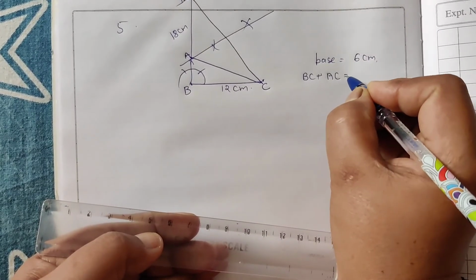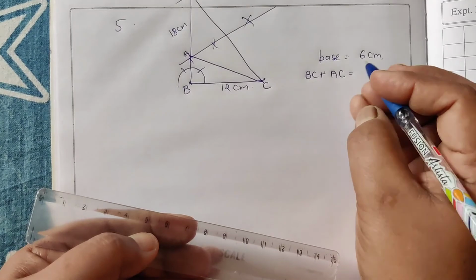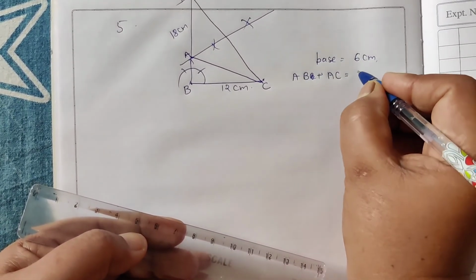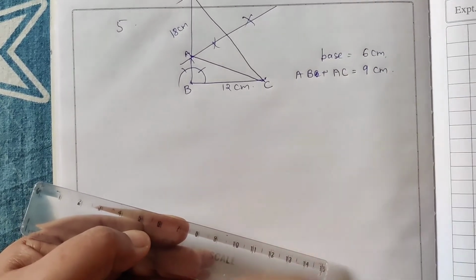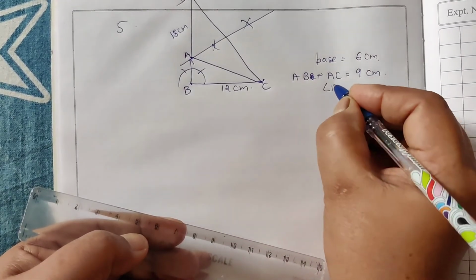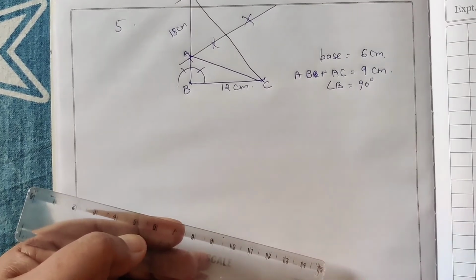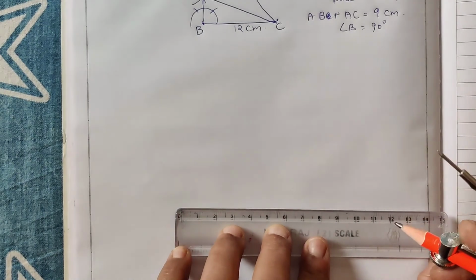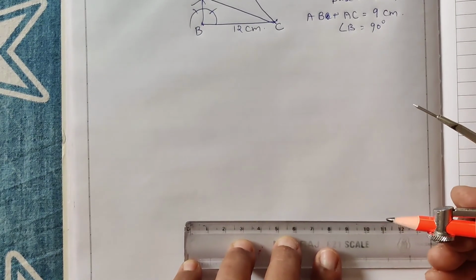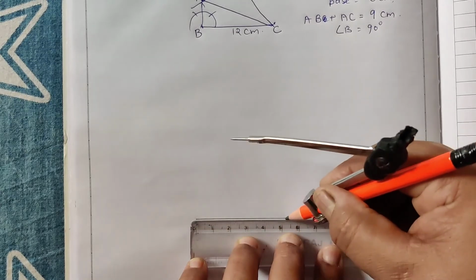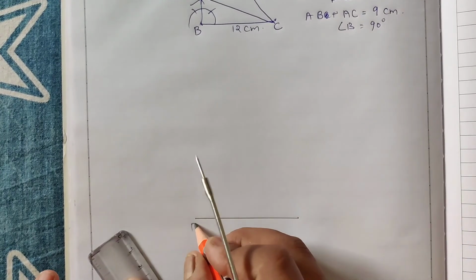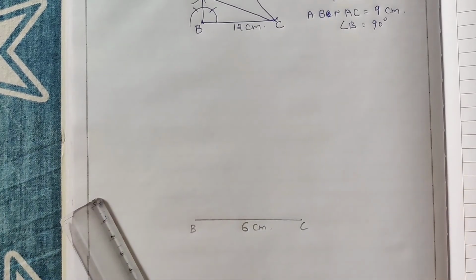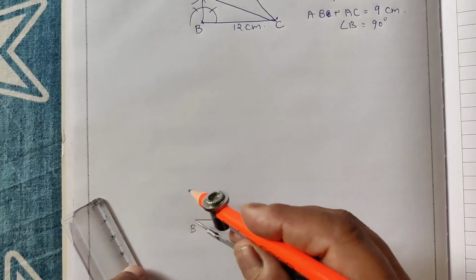Sum of hypotenuse means BC plus AC, sum of the hypotenuse and the other side AB plus AC is 18, half of 18 is 9 centimeter. Angle B equal to 90 degree. Half of the dimensions: base BC 6 centimeter. Now angle 90 degree.